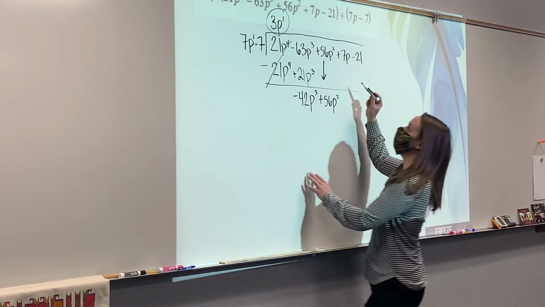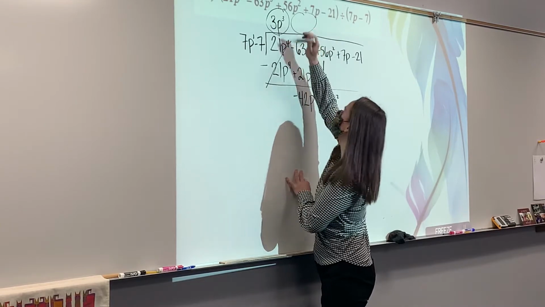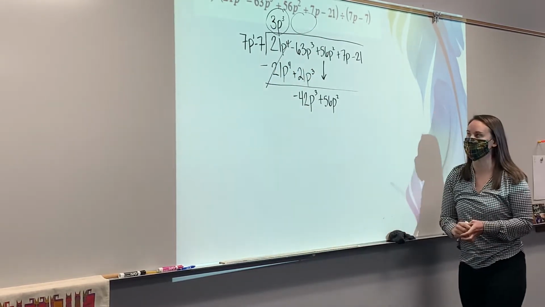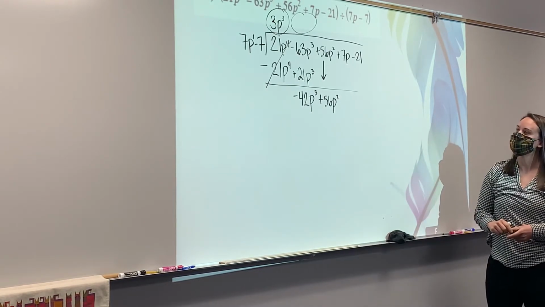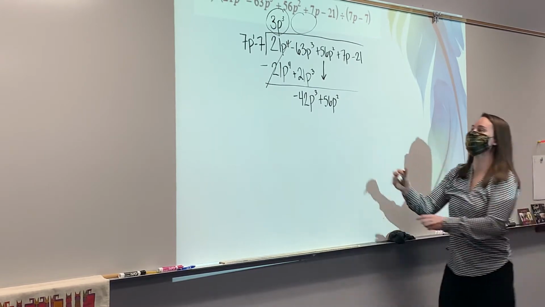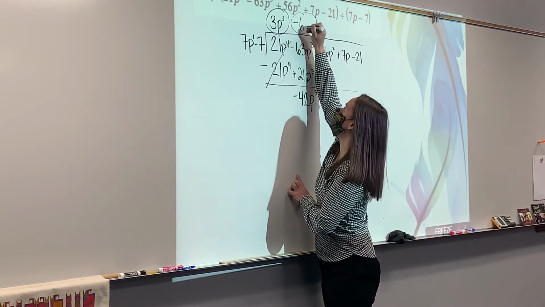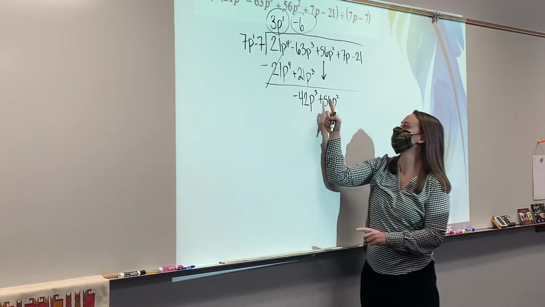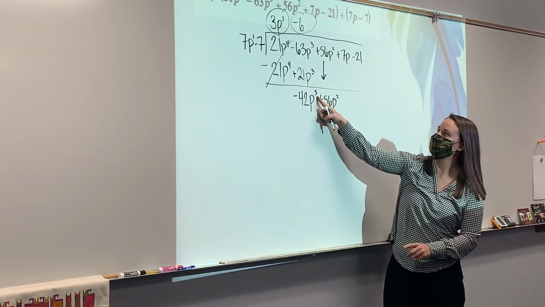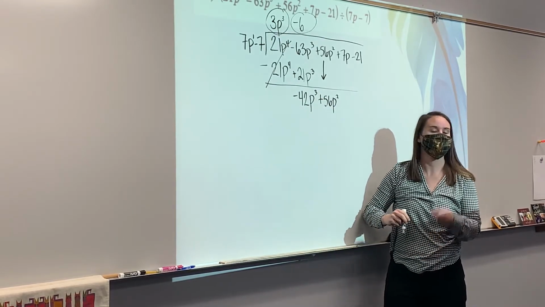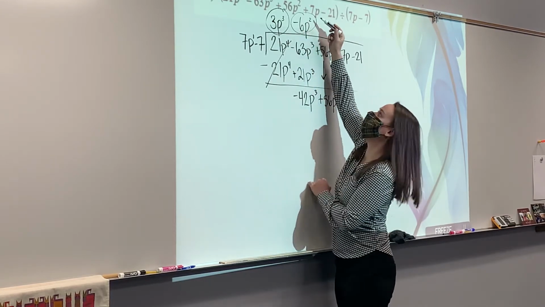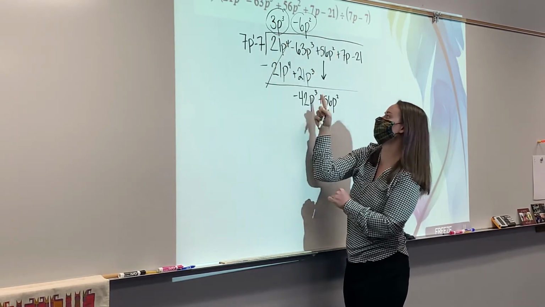So I say to myself, what am I going to put here so that this times 7p to the first gives me negative 42p cubed? Minus 6. Okay, and then I need a p to the first times something to give me p cubed. So p squared, p to the second. And if you're not sure why, it's because 2 plus 1 gives me 3.